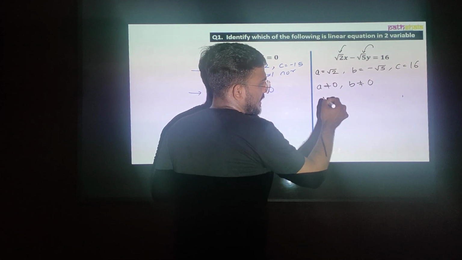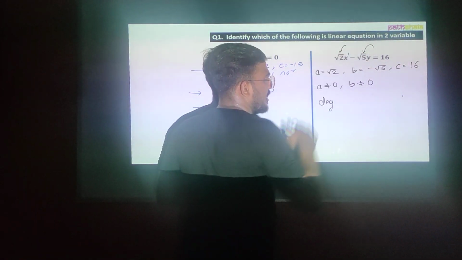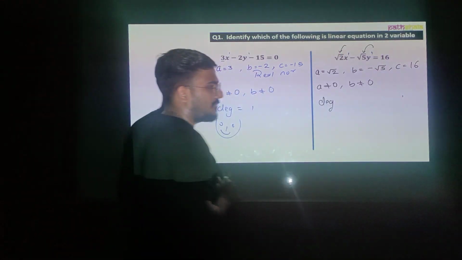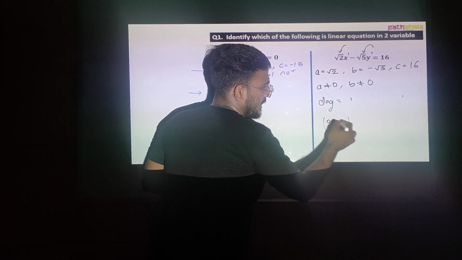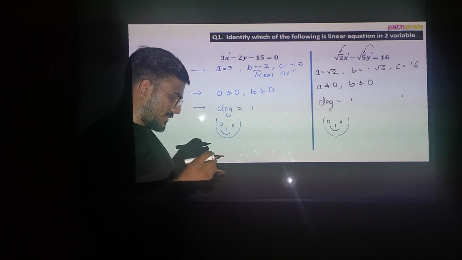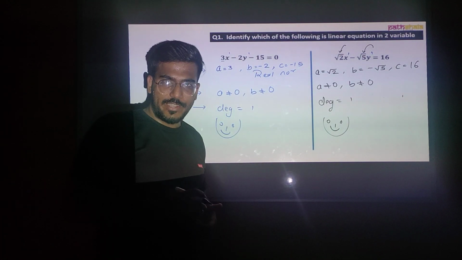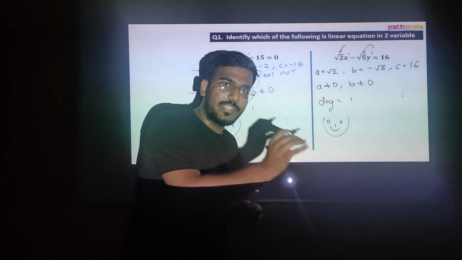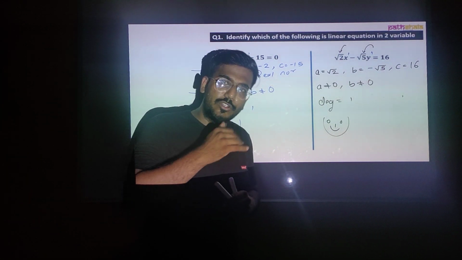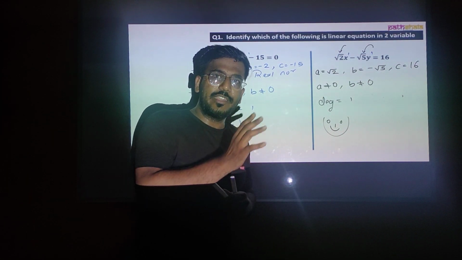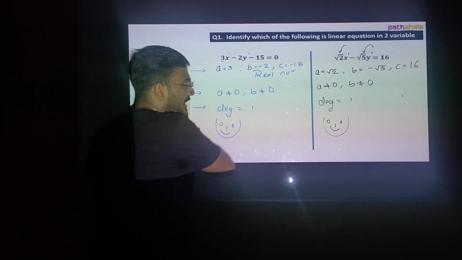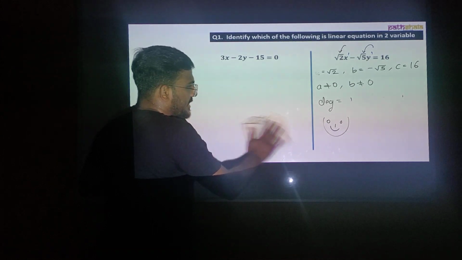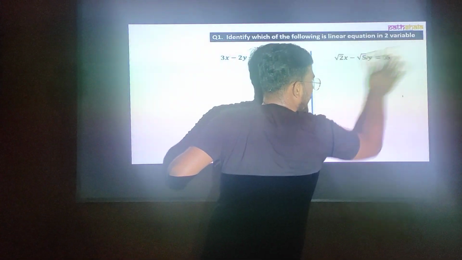Third condition, let's check the degree. Degree means the power of the variable. The power of variables x and y is of course 1. So the degree is also 1. So it is also an example of a linear equation. So don't draw a smiley at the end. What do we write? We'll write it is a linear equation in two variables. Or we can also write it this way: it is a linear equation in variables x and y. Hope these two sums are clear to you, which show how we check whether an equation is linear or not.